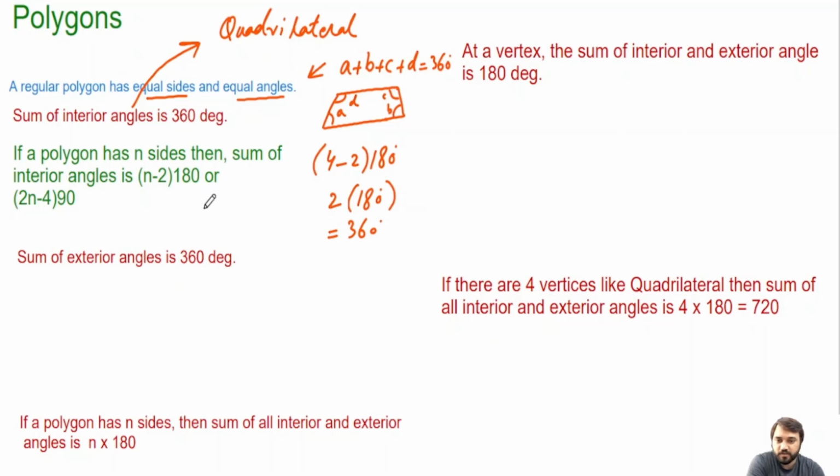So this is a general formula to calculate the internal angles of a polygon, or you can write it down as (2n minus 4) into 90 degrees. If you take 2 common, then that becomes (n minus 2) into 180.